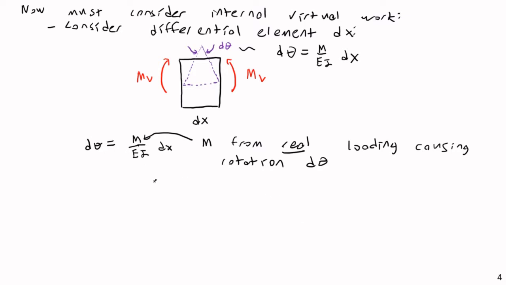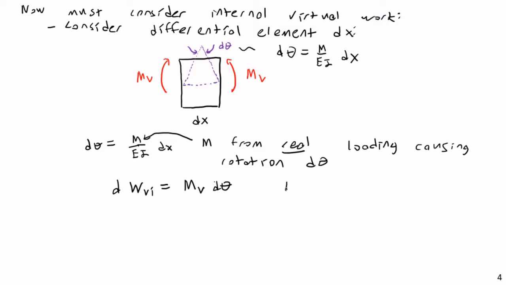Now, here's the thing. I have a d theta, and I have an M, but what I really want is some expression for work. So how can I get that? Well, I can actually say that dWvi, the differential of the internal work, is equal to mv d theta.